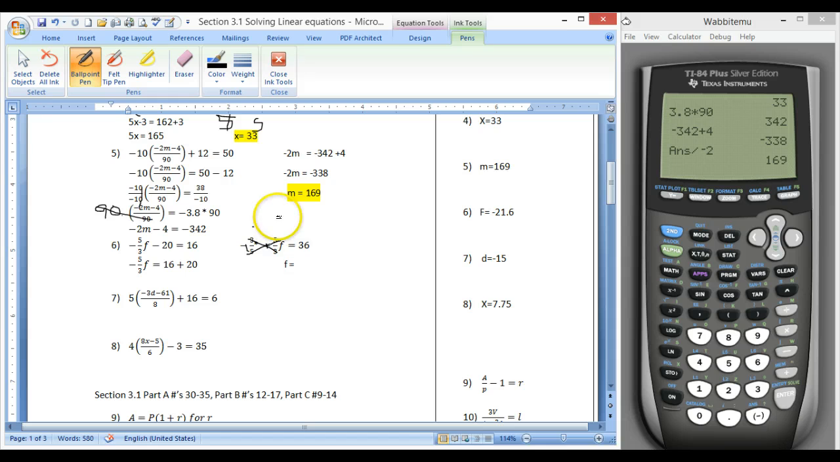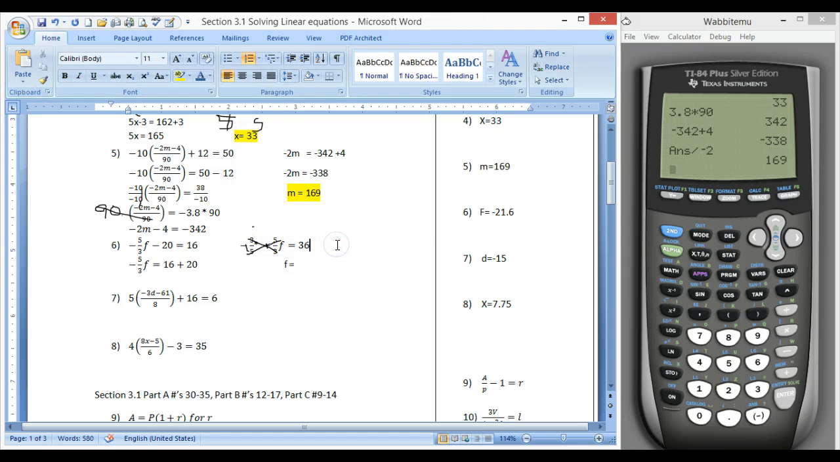But I can't just do it on one side. So I also need to make sure that I get this being multiplied by the reciprocal, which was negative 3/5. Now, I'm going to just come over here and do 36 times negative 3 divided by 5, and there we go, negative 21.6. And that's the answer. Okay, let's try the next one.